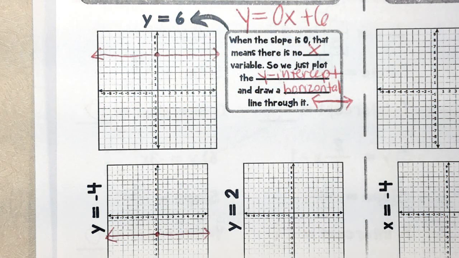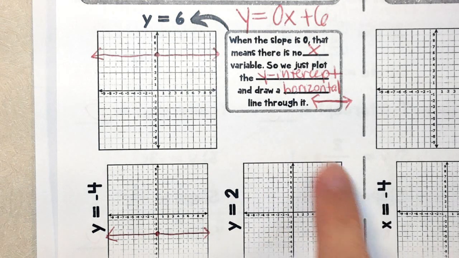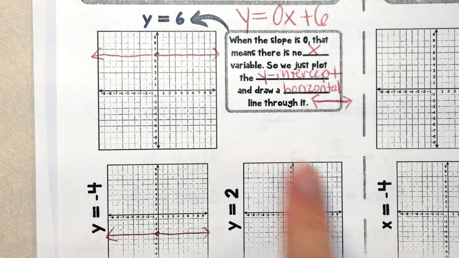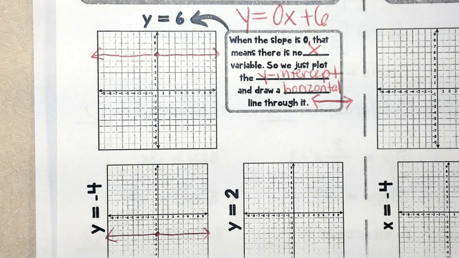If you have not yet, I want you to go ahead and try this one. Some classes you had a chance, some classes you did not. So what would y equals 2 look like? Go ahead and draw out the line. What will it look like?